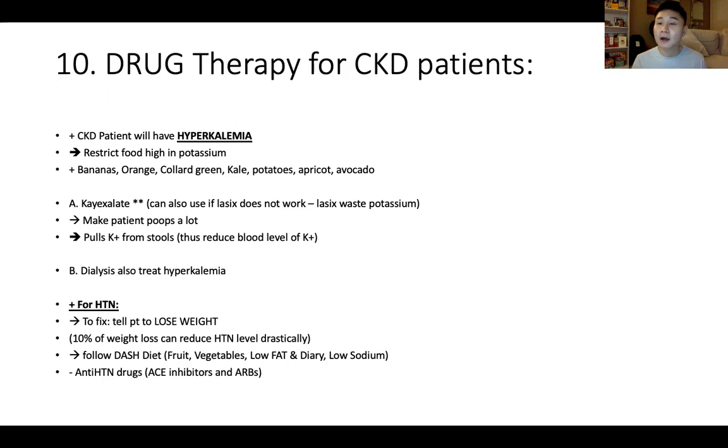Last, we have the issue of hypertension. In order to fix it, we have to tell the patient to lose weight. 10% of weight loss can reduce hypertension level drastically. We need to teach hypertension patients to follow a DASH diet. A DASH diet is basically fruit, vegetables, low fat, low dairy, and low sodium. We give them antihypertensive drugs such as ACE inhibitors and ARBs.